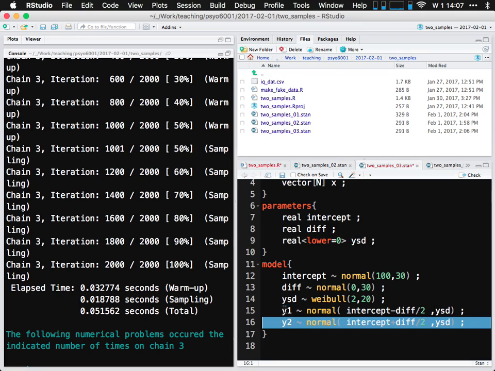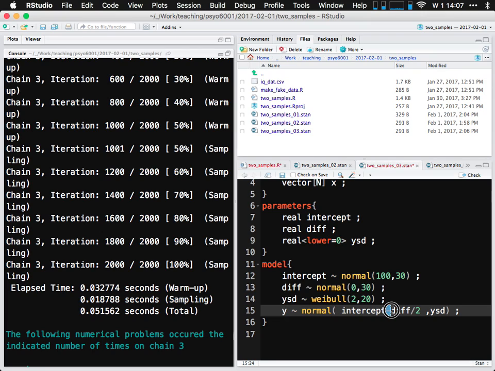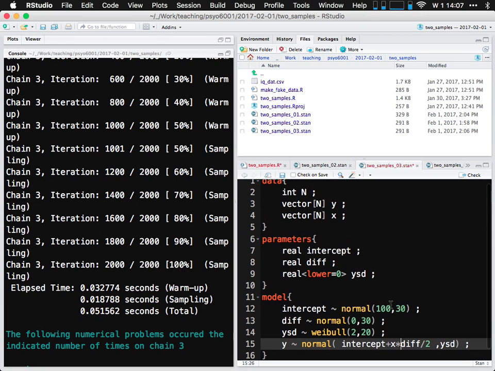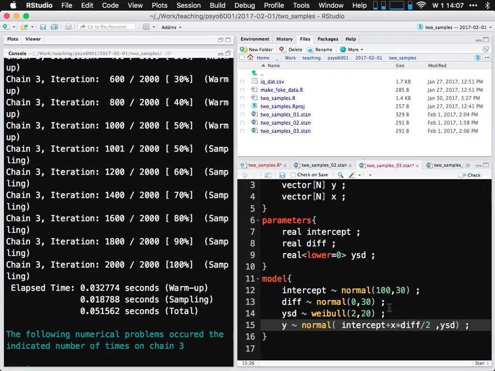But we're going to change this so that, again, we don't have y1 and y2 anymore. We just have something called y. So what I want to change here is to add in that this intercept, well, I'll put it as plus x times diff. So I have to create this x so that whenever x is -1, it's one group, and when it's the other group, it's +1.